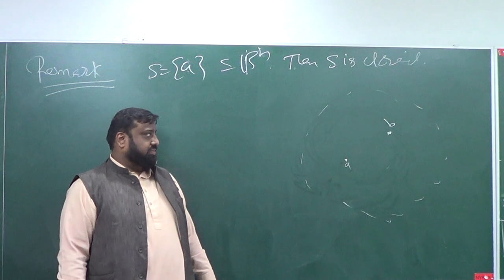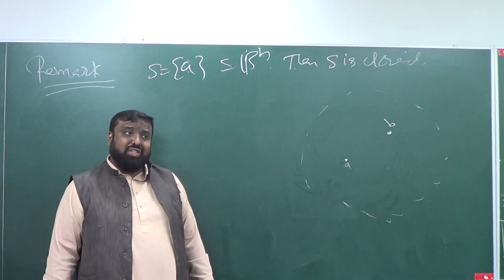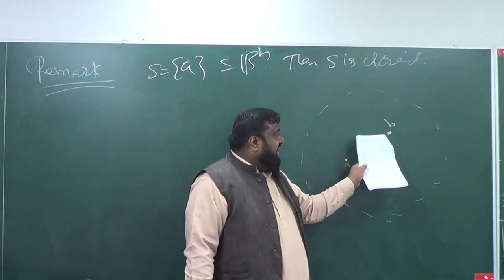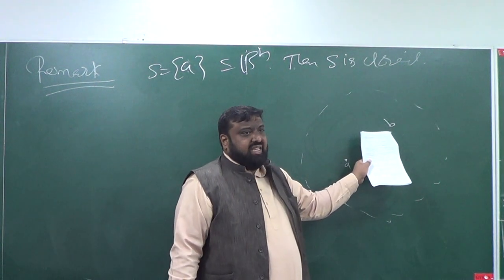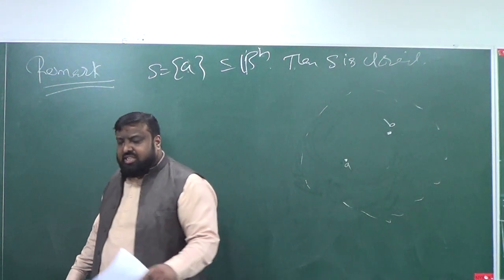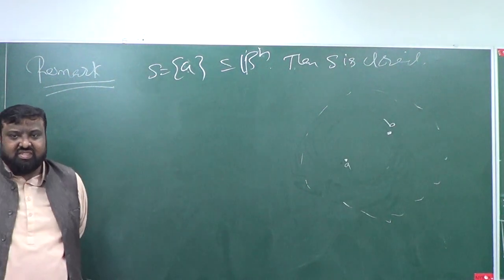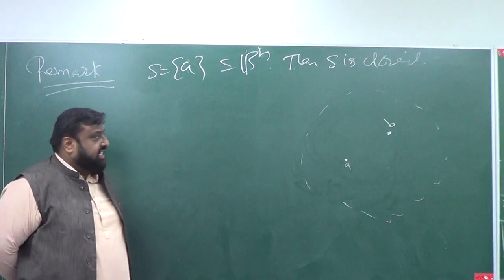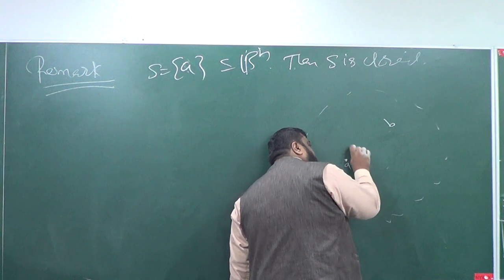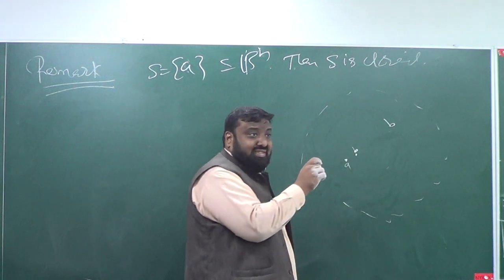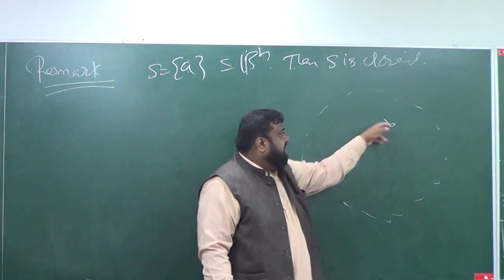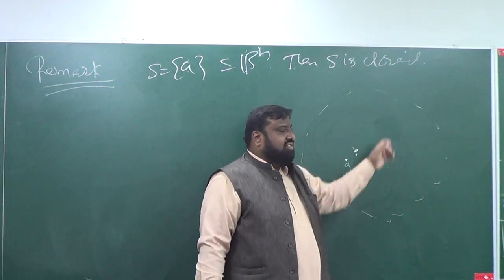Now, how can I make sure that I'm drawing a ball on B in such a way that it shouldn't contain A? What would be the trick? They shouldn't intersect each other. You can bring this B as close as you like to A. So this B can be anywhere, it's not necessarily far away.